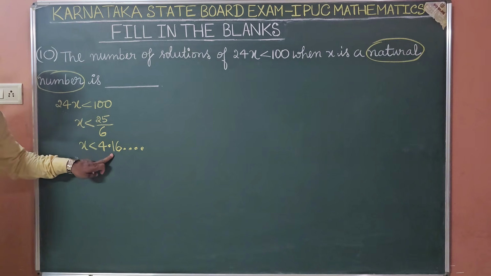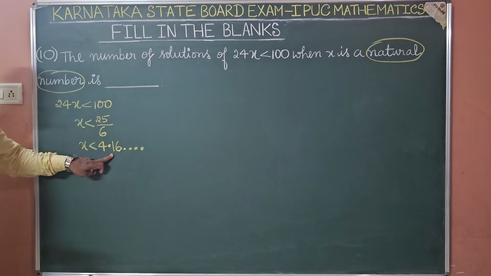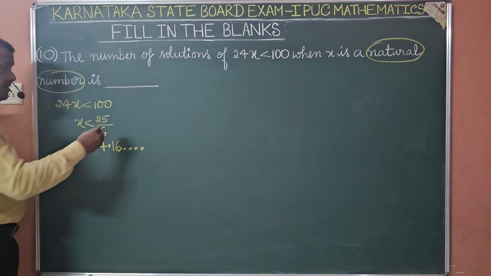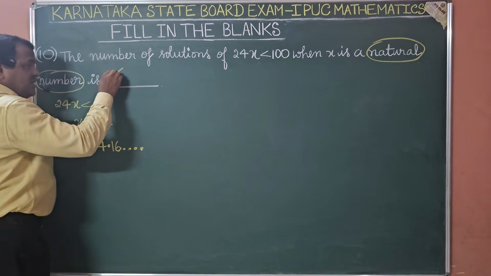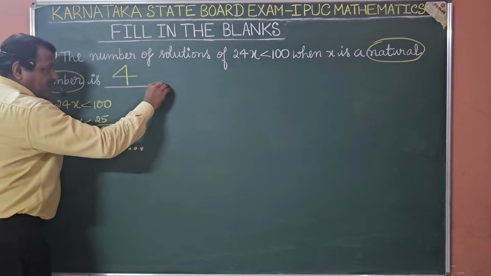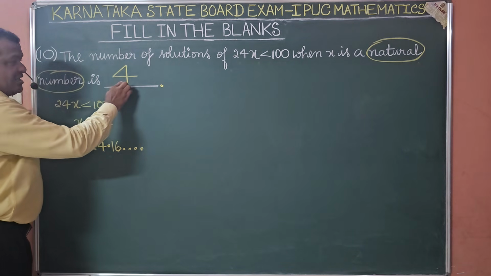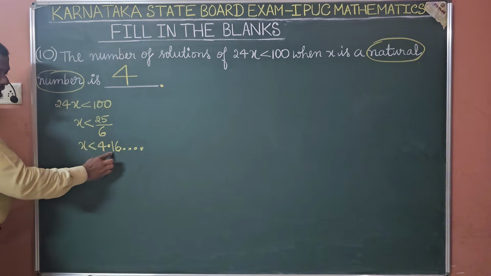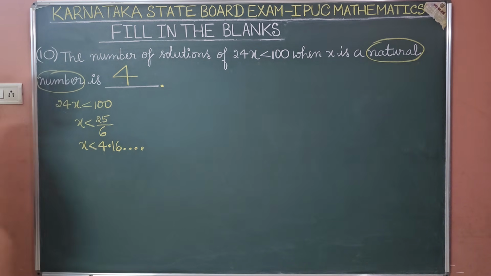But we need only natural numbers less than 4.16. Natural numbers begin from 1. So less than 4.16, I have the natural numbers 1, 2, 3 and 4. Therefore, 4 natural numbers are possible. Therefore, the solution of this question is 4. That is, in the fill in the blank I have written 4 natural numbers possible, less than 4.16.